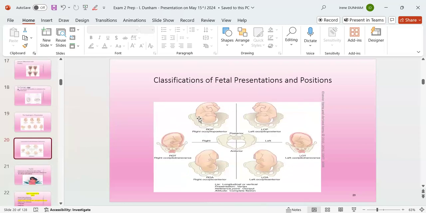All right. So here are your different classifications of fetal presentations and positions. Remember I talked about OA, occipital anterior. So again, the back of the baby's head is facing mom's anterior. See up here, look at the pelvis here. So you see mom's anterior right here? And then here's her posterior. And then she has her left and then she has her right.